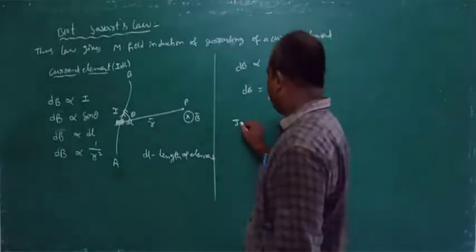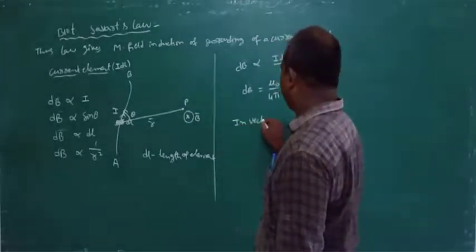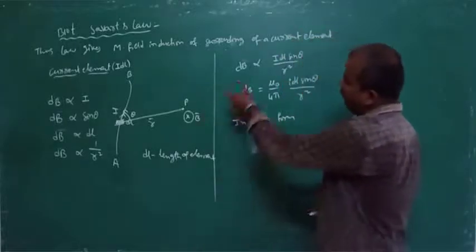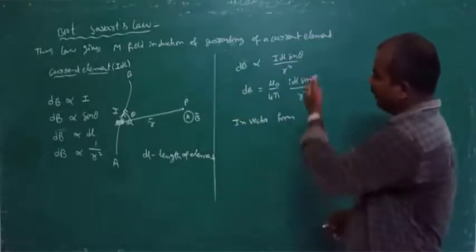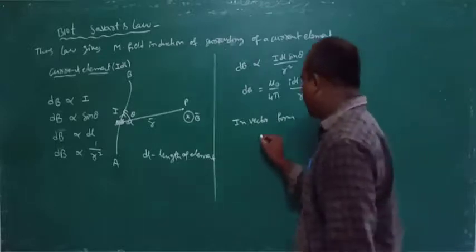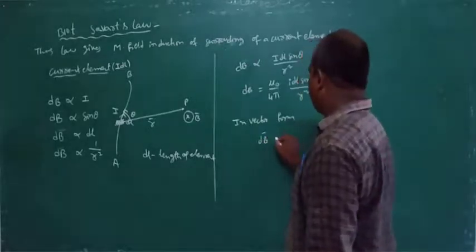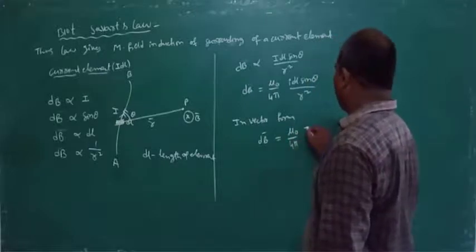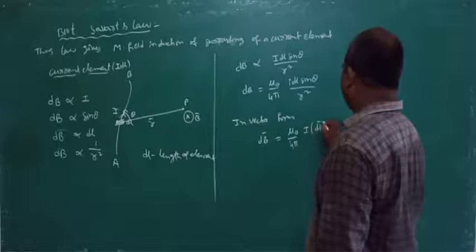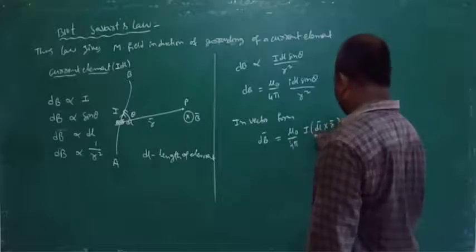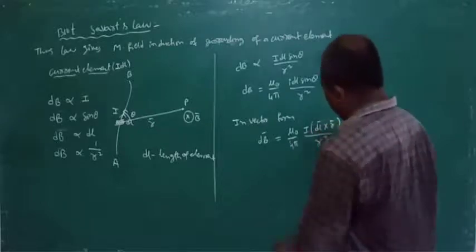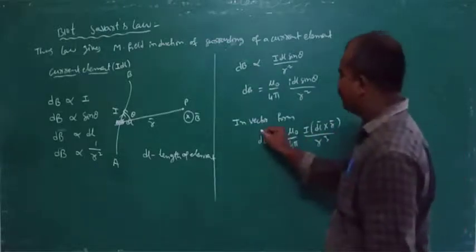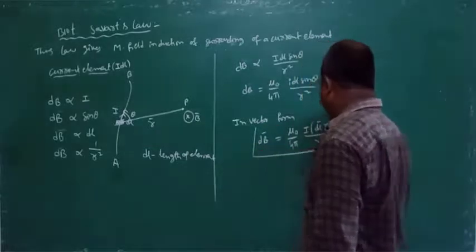In vector form, the magnetic field induction due to a current element is dB bar equals mu naught by 4 pi into I dl bar cross r bar by r cube. This is the magnetic field due to a current element.